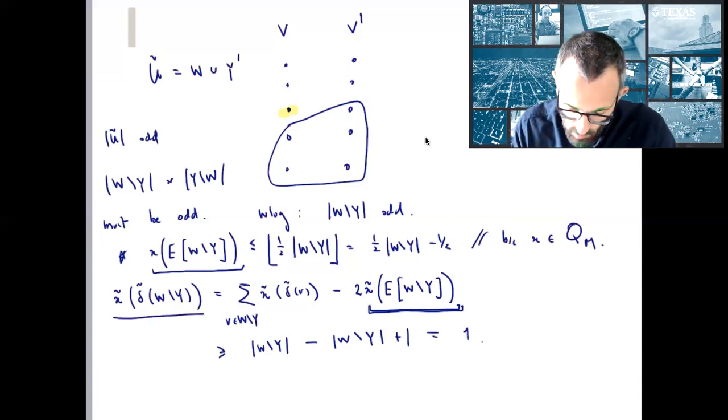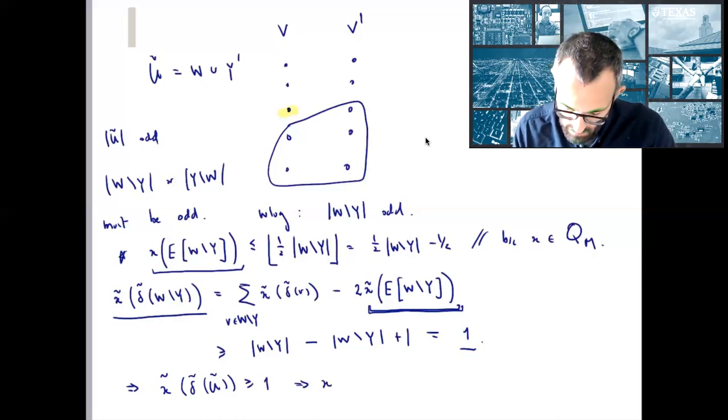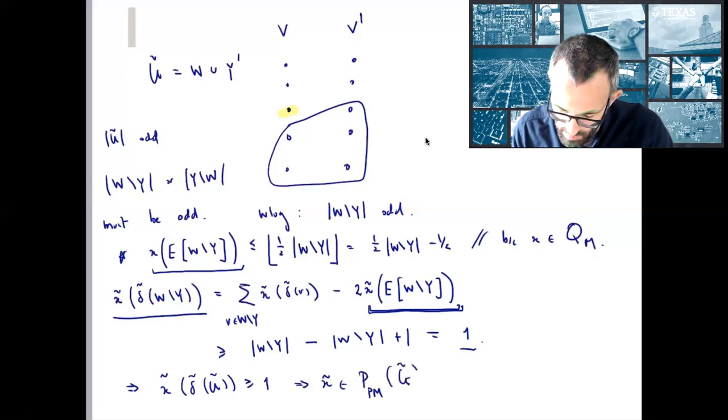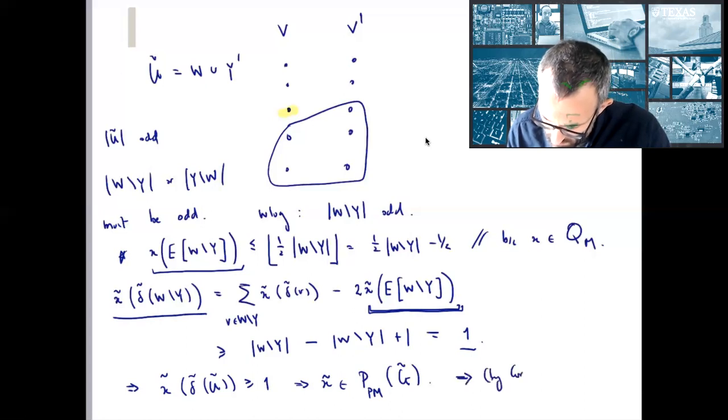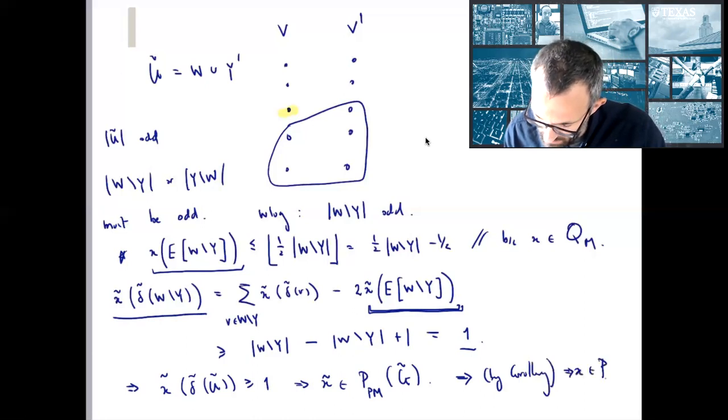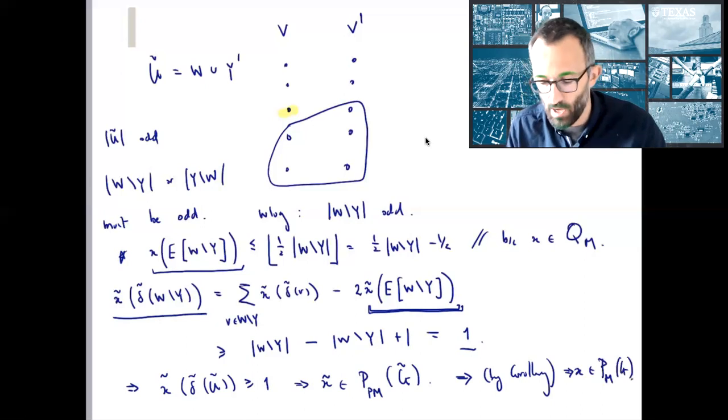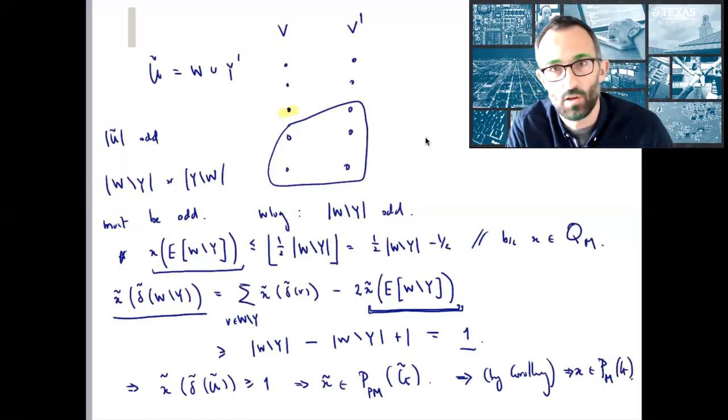So this quantity on the left is at least 1, which implies that x tilde of delta tilde of u tilde is bigger than 1. And that implies the lemma. X tilde is in the perfect matching polytope of G tilde. And by the corollary, this implies that X is in the matching polytope of G. And that concludes our story.